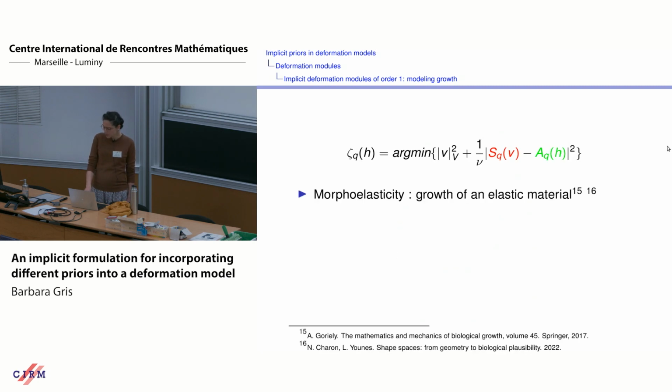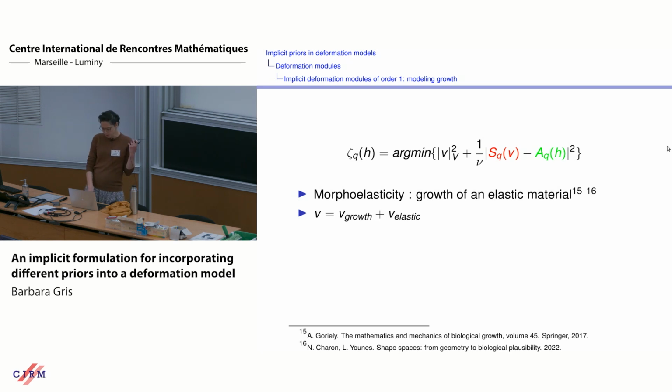This can be interpreted with the idea of morphoelasticity. Morphoelasticity models the growth of an elastic material. So virtually, you split your material into infinitesimal elements, and each element has a growth tensor, but the growth of elements by themselves does not allow you to preserve the integrity of your material. And then you have an elastic answer of your material to first follow the growth that you impose, but also preserve the integrity of the material.